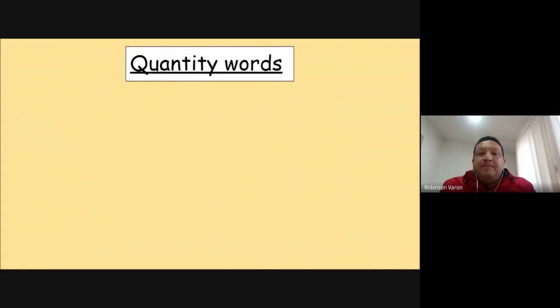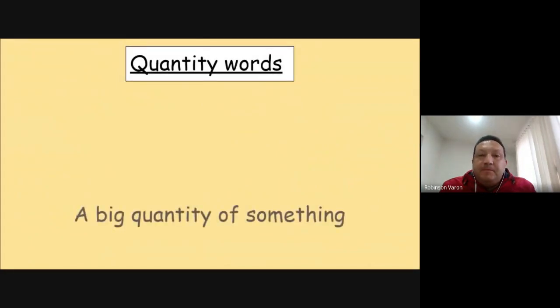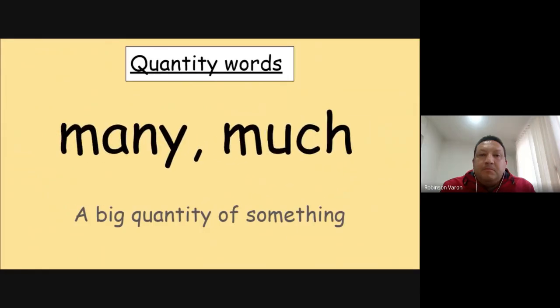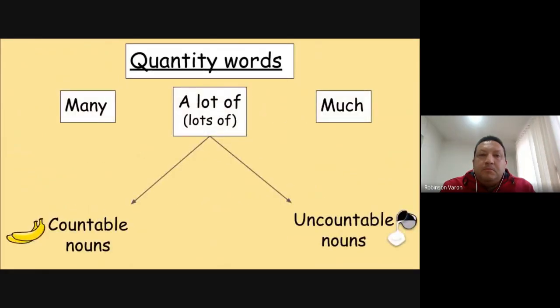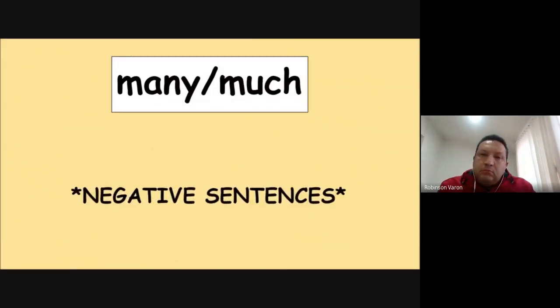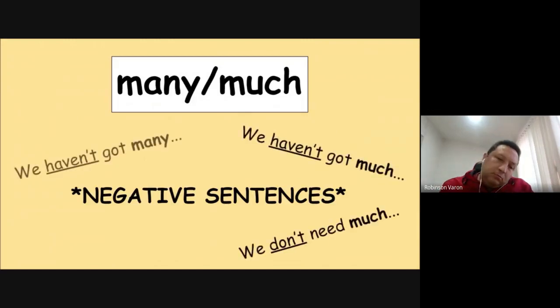We also have some other words for expressing a big quantity of something. They are many and much. We can always use a lot of with both countable and uncountable nouns. We can also use many with countable nouns and much with uncountable nouns. But we use many and much more in negative sentences, like these.